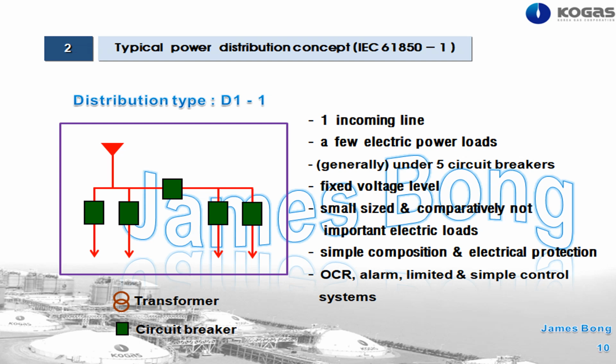Distribution type D1-1. As you can see in this picture, this is very simple. There is only one incoming line and a few electric loads. So, this distribution system cannot choose a voltage level because it doesn't have a transformer. IEC said generally it has under 5 circuit breakers, but 6, 7, and more is okay, no problem. Under 5 means it is so simple, and usually this is very suitable for small plants.